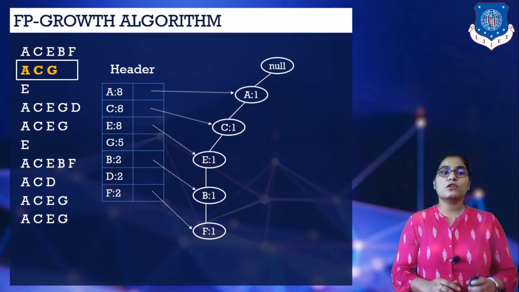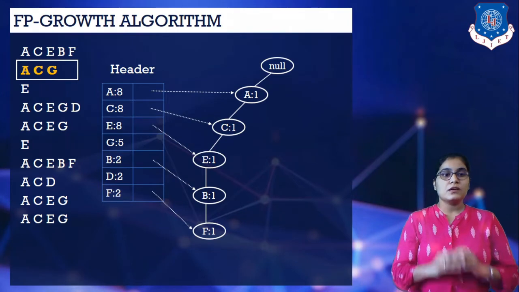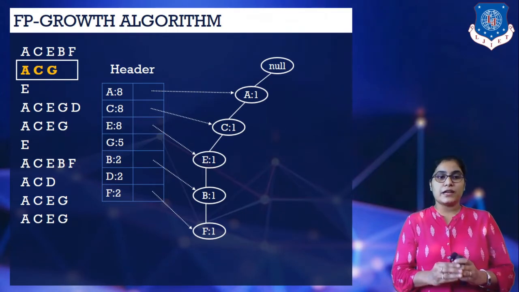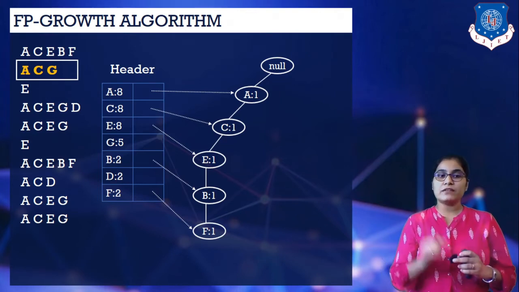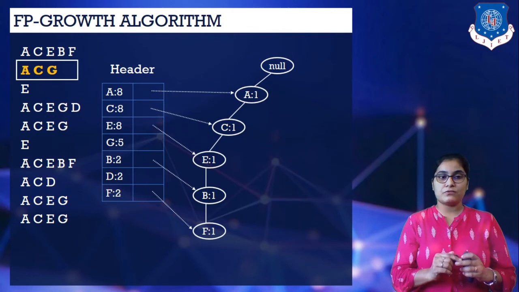Now let's move forward to the second transaction. Here we have 3 different items, that is A, C and G. Starting from the null node, we need to check, do we have a direct link for node A from null?